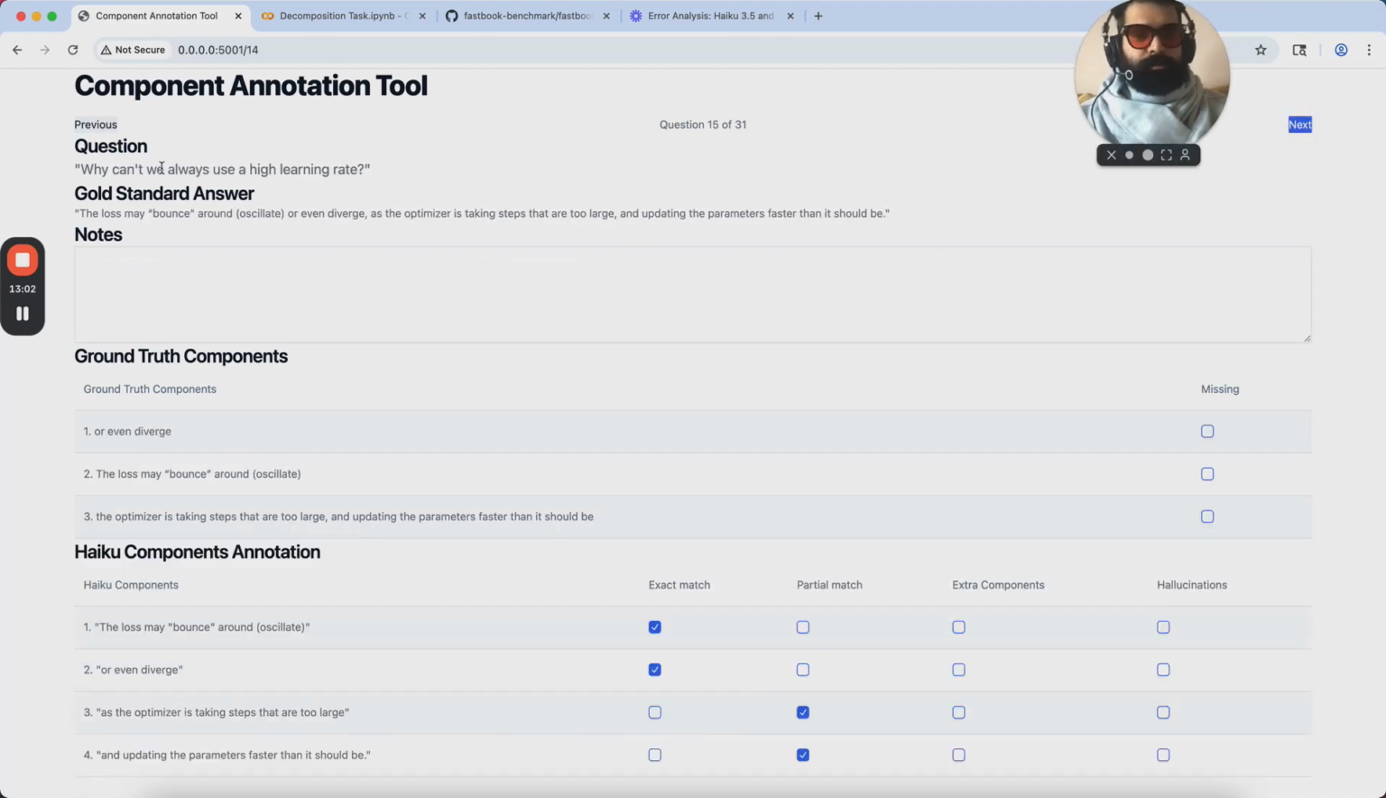Why can't we always use a high learning rate? Okay. The loss may bounce around, oscillate, or even diverge. The optimizer is taking steps that are too large and updating the parameters faster than it should be.